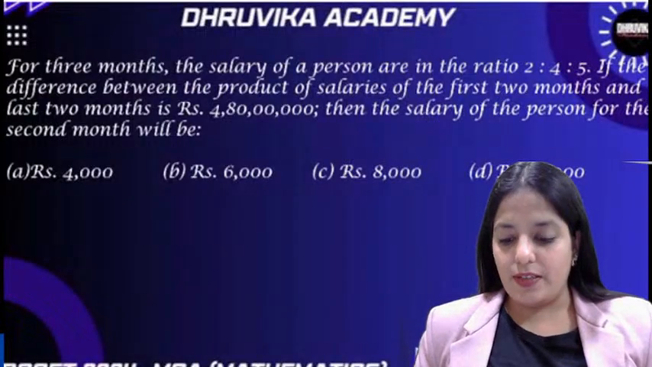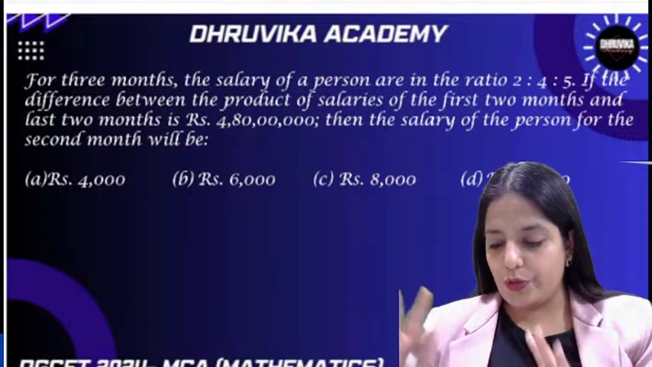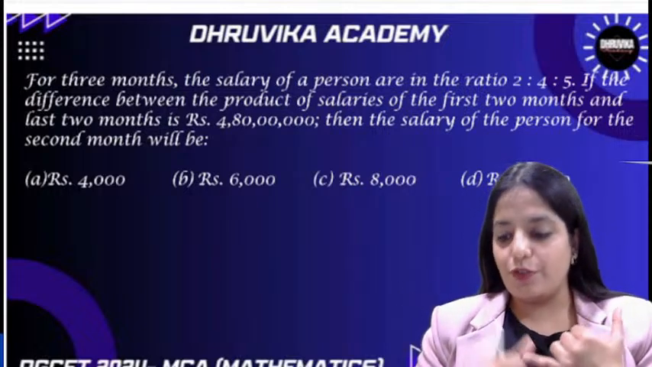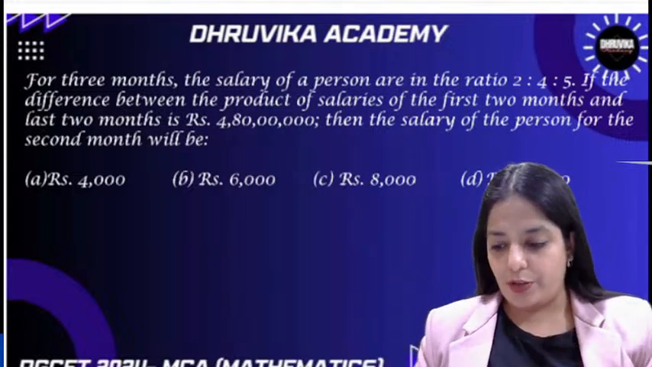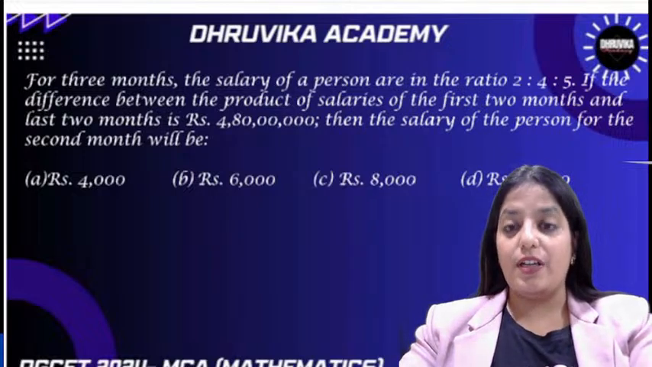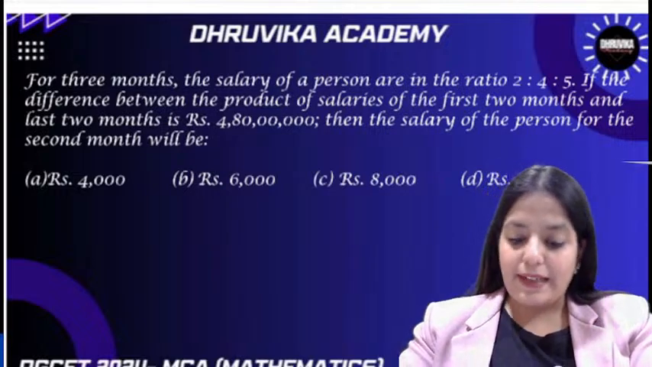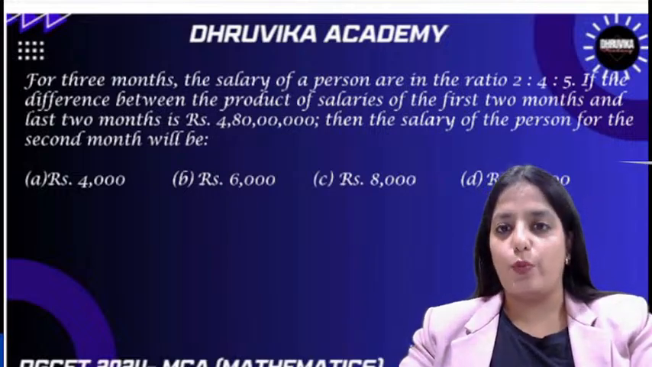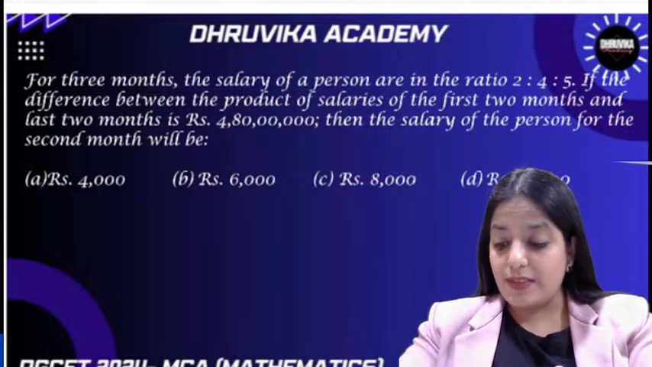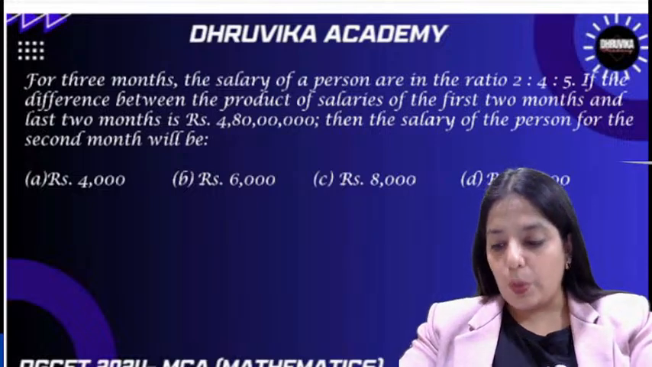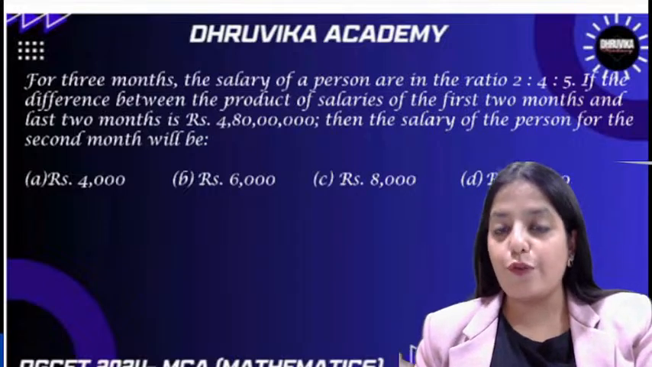For 3 months, the salaries of a person are in the ratio 2:4:5. So for the first month, second month, and third month, the salaries are given in this ratio. If the difference between the product of salaries of first 2 months and last 2 months is whatever amount they have given, then the salary of the person for the second month will be, what are they saying, difference between the product of salaries of first 2 months.